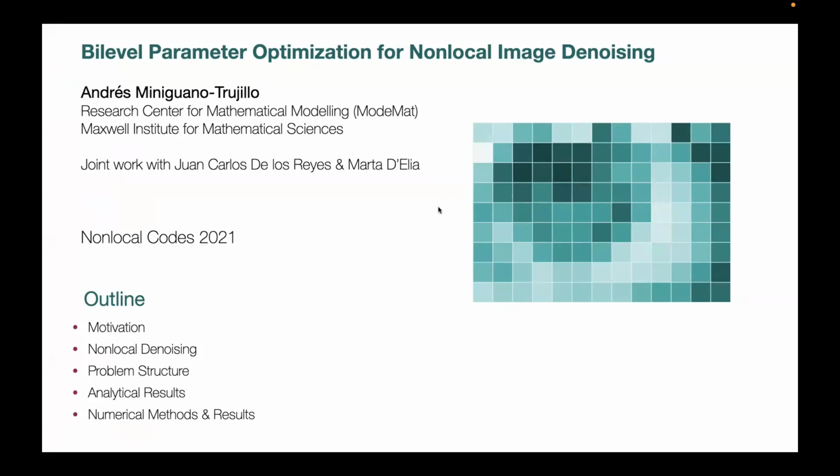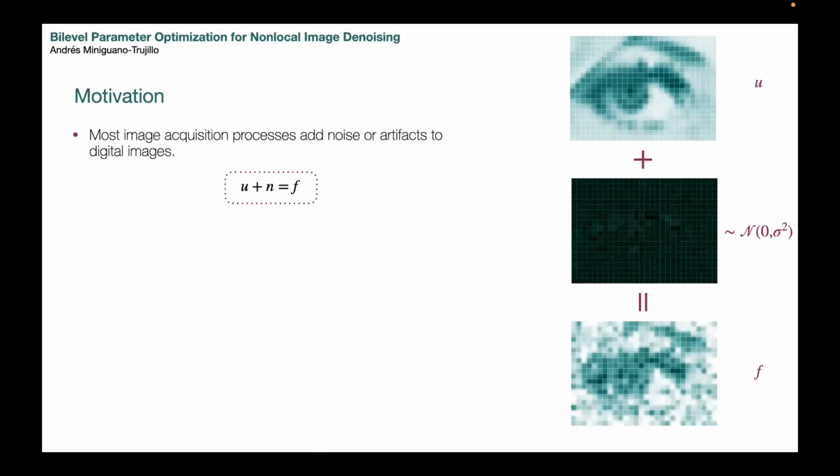Hello, everybody. I'm going to talk about how we obtained numerical solutions to a bi-level parameter optimization problem in the context of image denoising. This is part of a joint work with Juan Carlos de los Reyes and Marta. And since so far I'm the only talk discussing images, let me give you some insights.